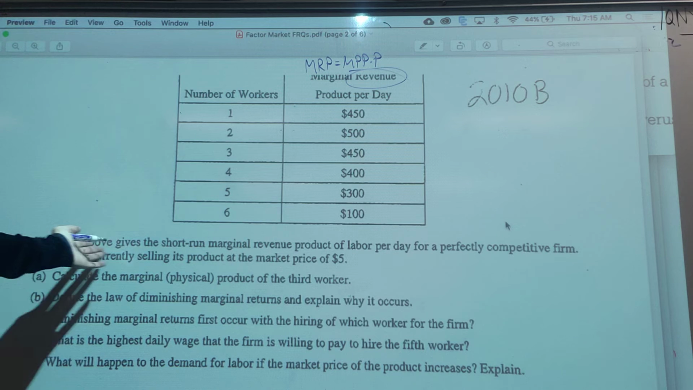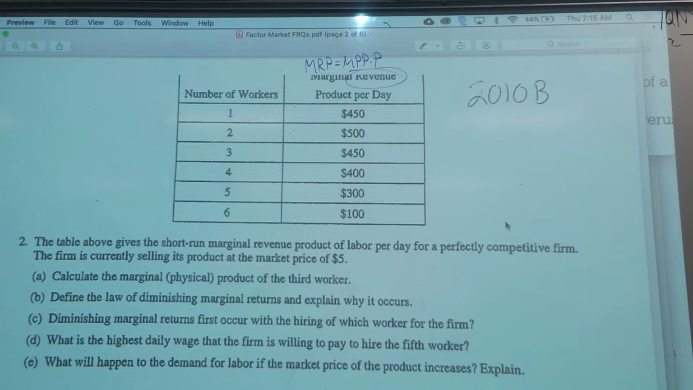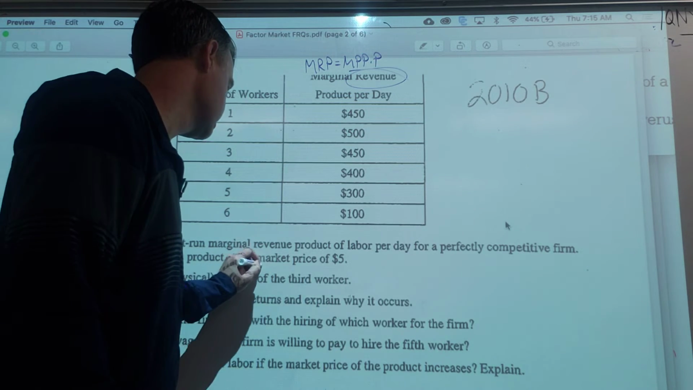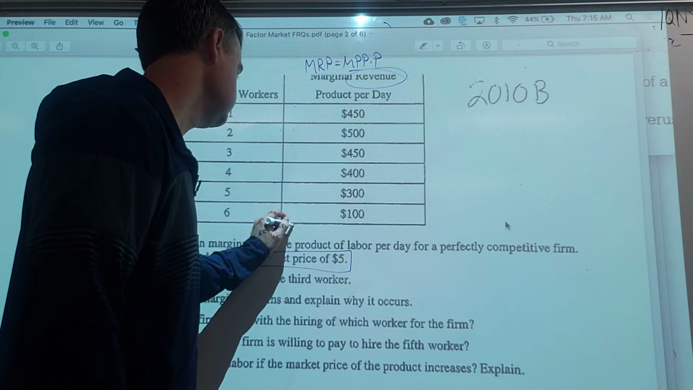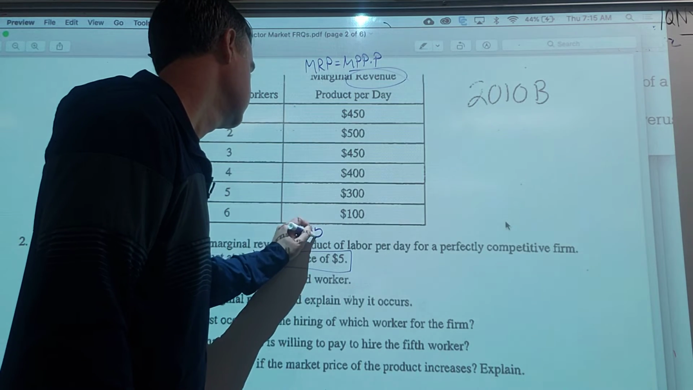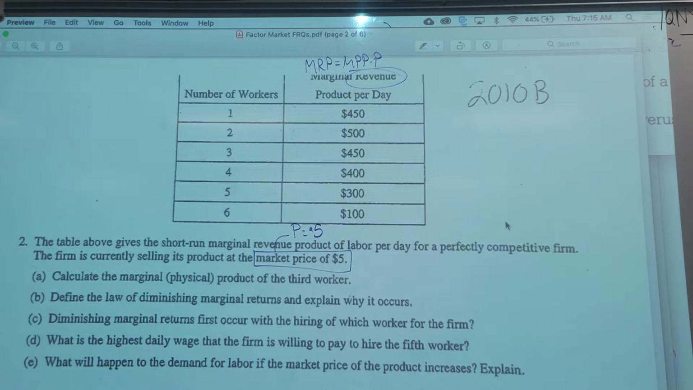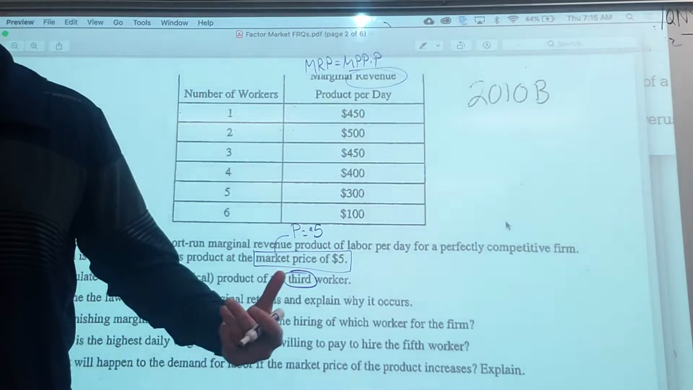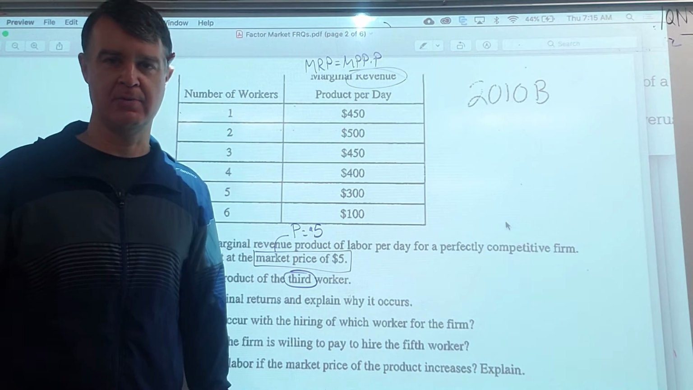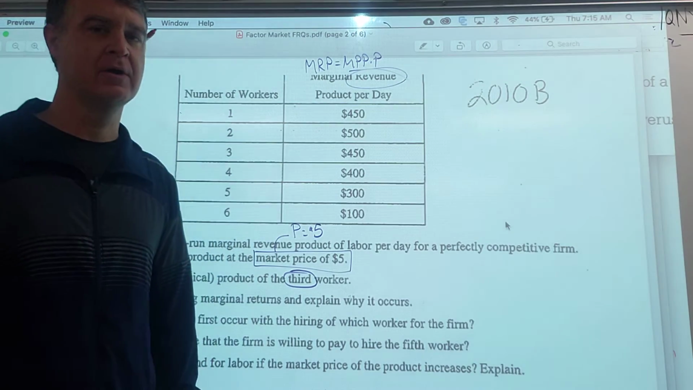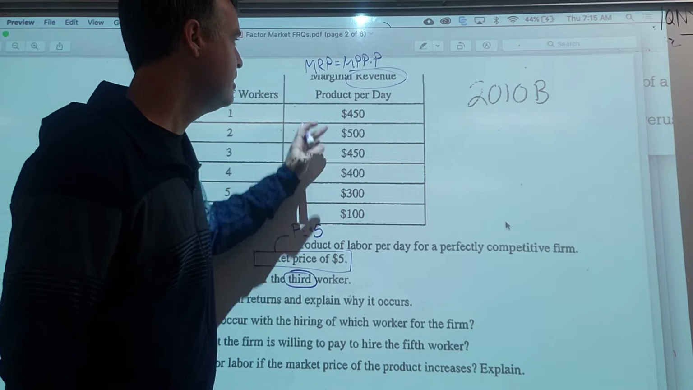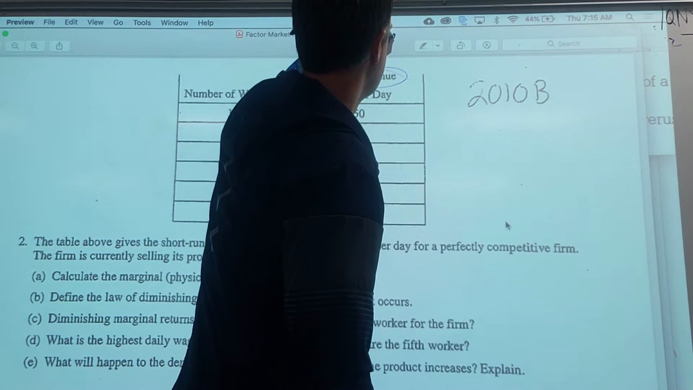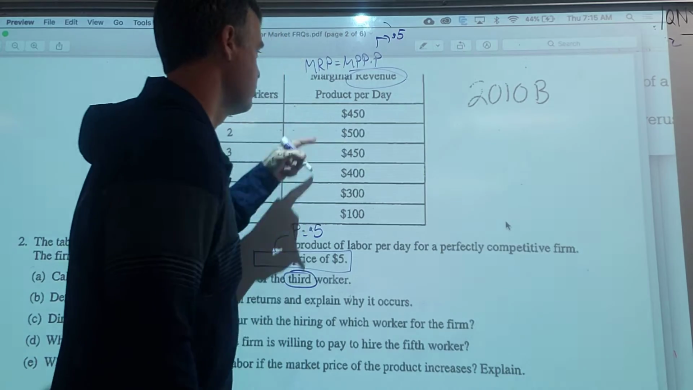The table above gives the short run MRP of labor per day for a perfectly competitive firm. It's selling its product at a market price of $5. So now I have the price of every good is $5. Calculate the marginal physical product of the third worker. I'm just going to go ahead and do the whole chart. Probably going to come in handy somewhere down the road in this problem. So we have MRP. I know price is $5. So I'm going to work my way backwards.